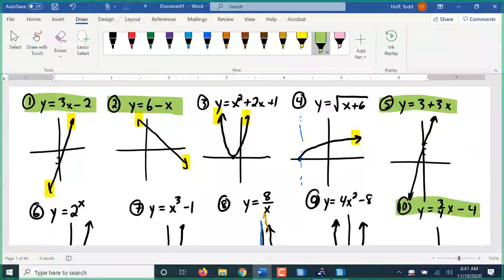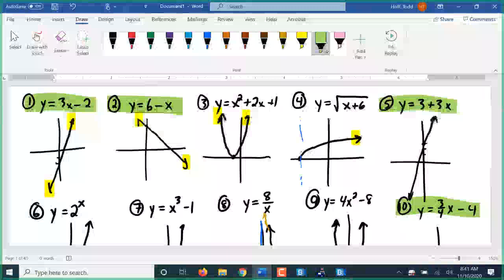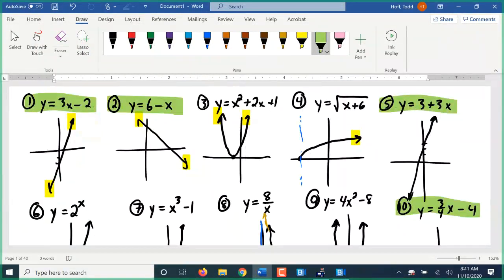If you got any of your others formed lines, you missed something when you were plotting points. You need to go back and plot more points and see where they deviate from being a perfect line.